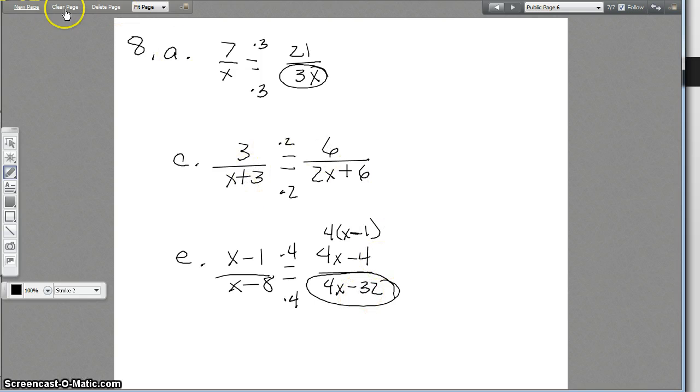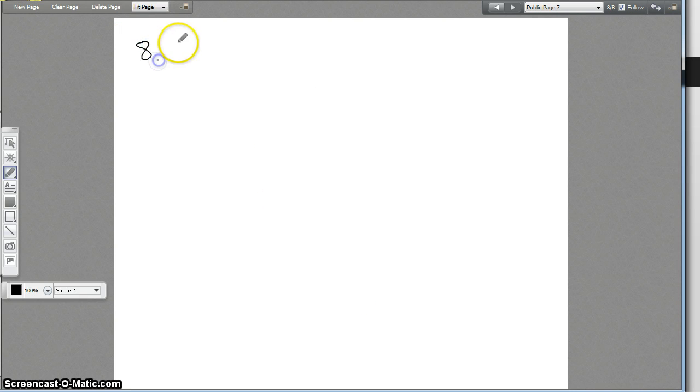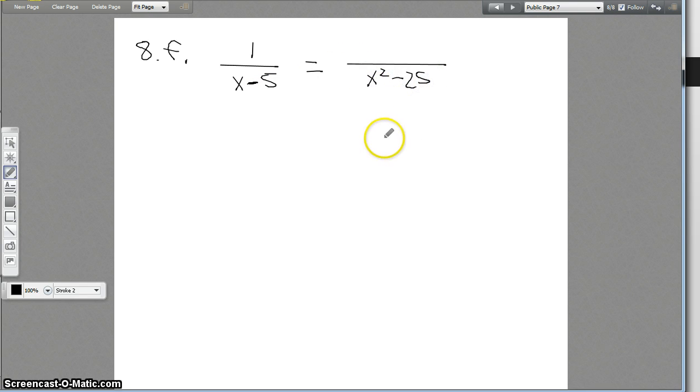Okay, so I'm going to get a new page, and we're going to do one more part from number 8, which is part F. We have 1 over x minus 5, equals blank over x squared minus 25. Okay, so what do I notice here? I notice that my first term is the square of this term, and my second term is the square of this term, and I'm subtracting them. So I have a difference of two squares. I have x squared minus 5 squared.